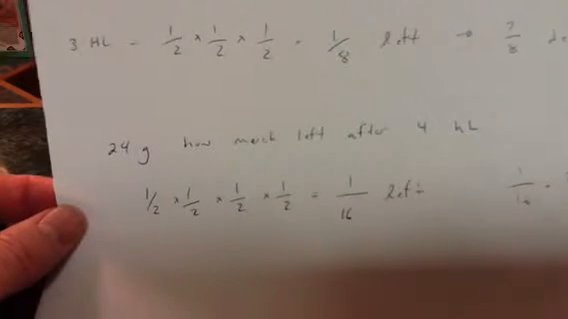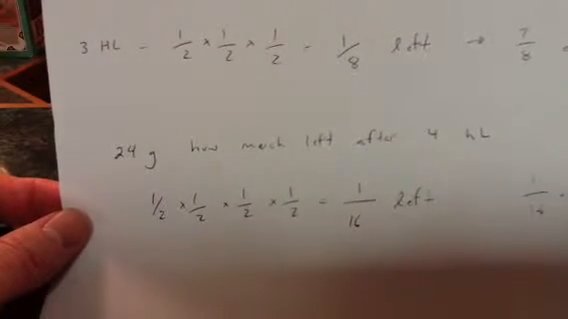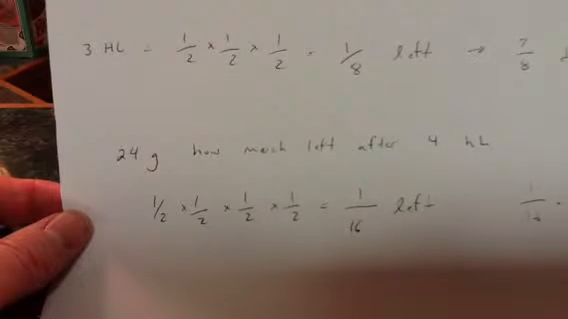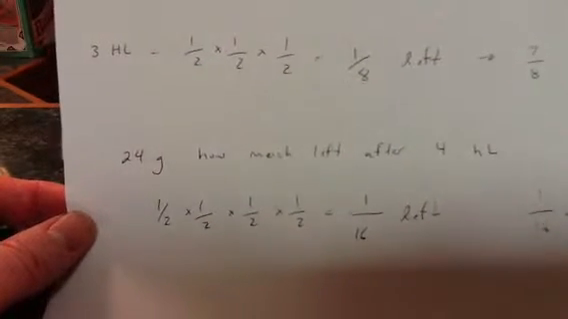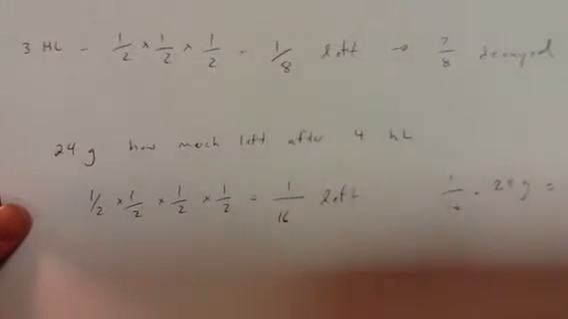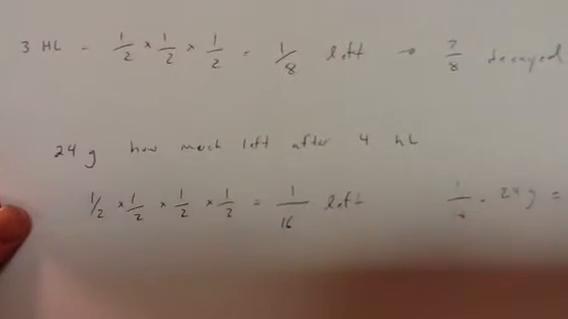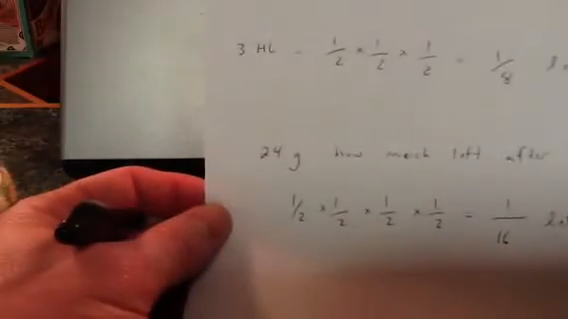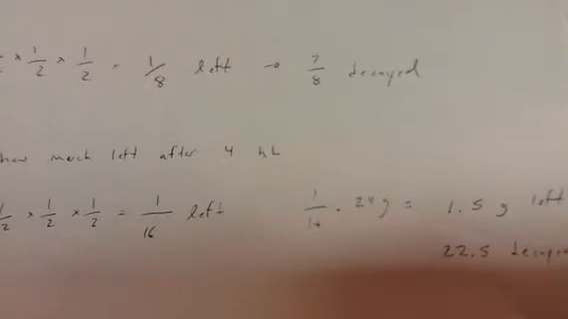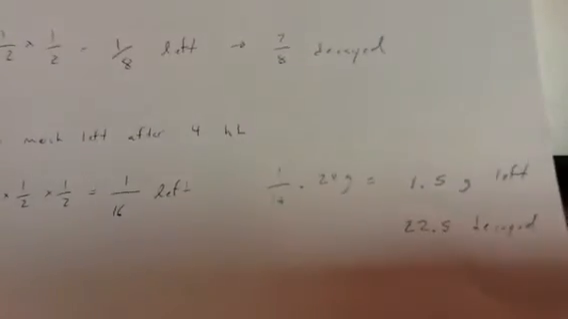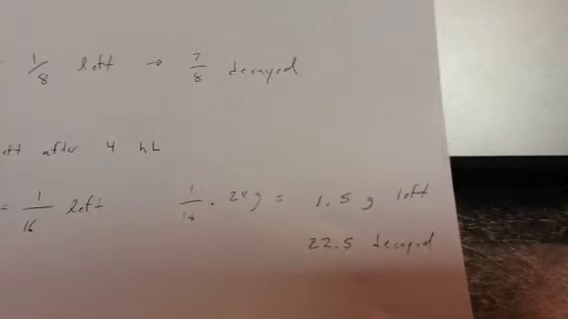So the sample problem I'll give you here is, in 24 grams, how much is left after 4 half-lives? We would take a half times a half times a half times a half, which would be 1/16 is left. You can express that as a fraction or in decimal form. Either way is fine. When you punch in the calculator for problems, you're going to eventually need to convert it to decimal form. So if we had 24 grams, to find out how much is left, we would take 1/16 times 24, and we get 1.5 grams left, which means that of that original 24-gram sample, 22.5 grams decayed.